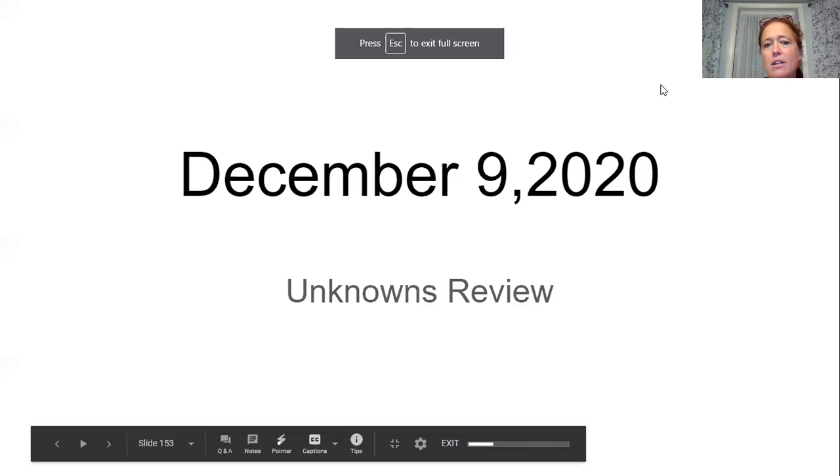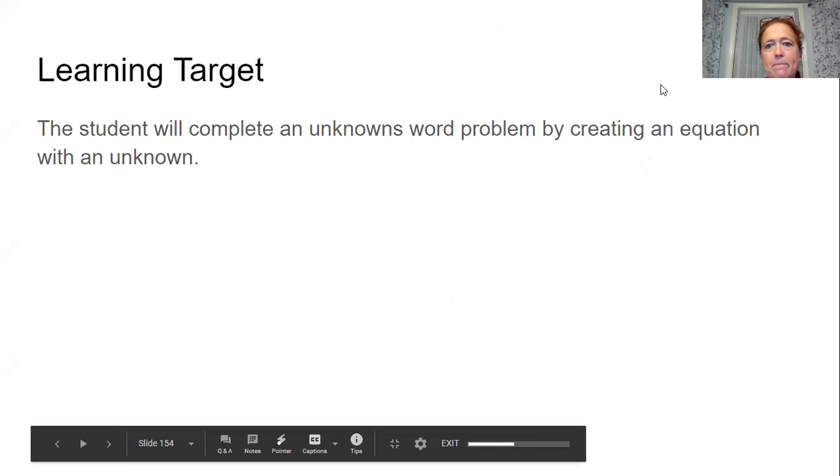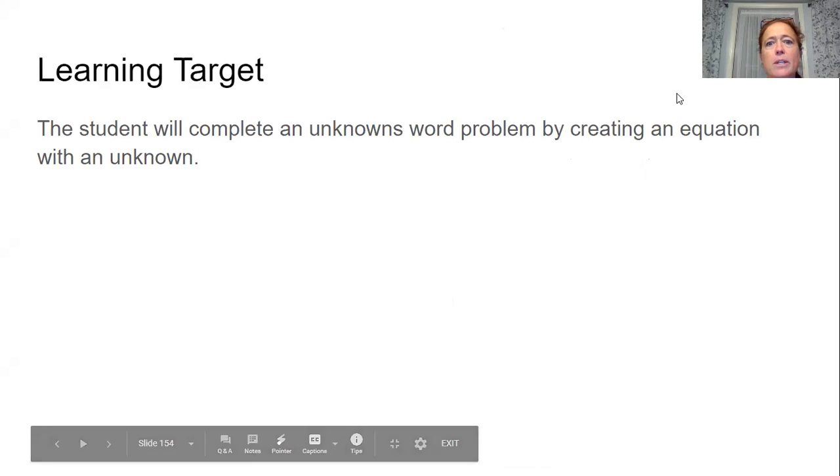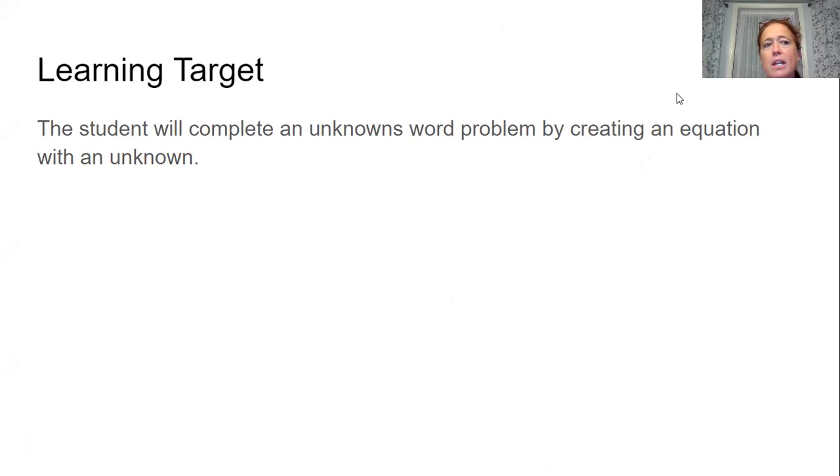All right, so today is December the 9th, and we're having an unknowns review today. The learning target will be that the student will complete an unknowns word problem by creating an equation with an unknown. Remember, the unknown is what you are trying to find in the word problem.